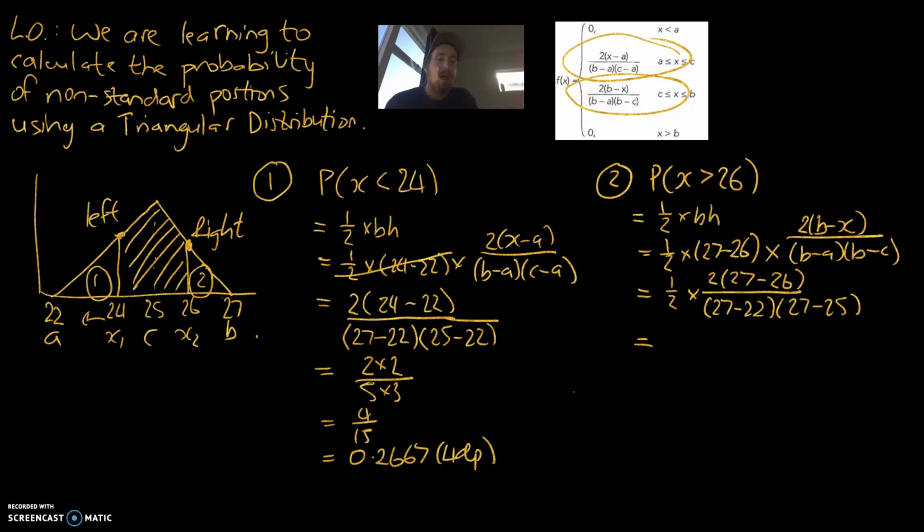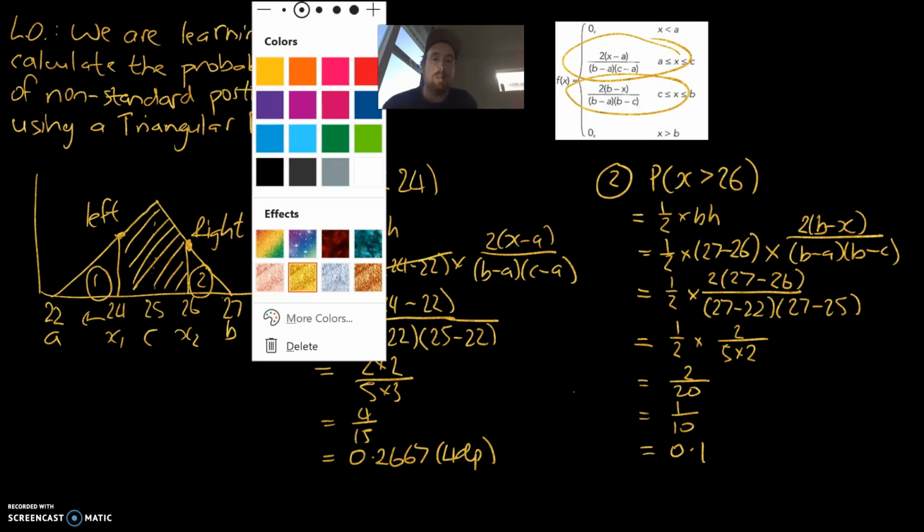We multiply that together, so the 1/2 is unchanged. The top is 2 times 1, which is 2, and the bottom is 5 times 2, which is 10. So that becomes 2 over 20, or 1 over 10. As a decimal, that would be 0.1. So the probability of the second triangle is 0.1.